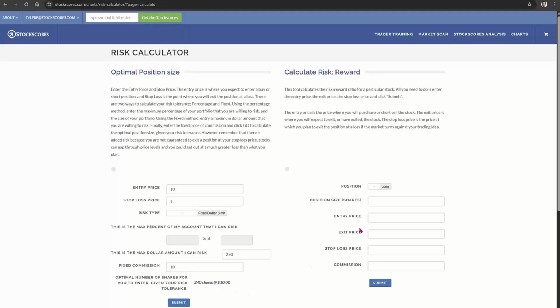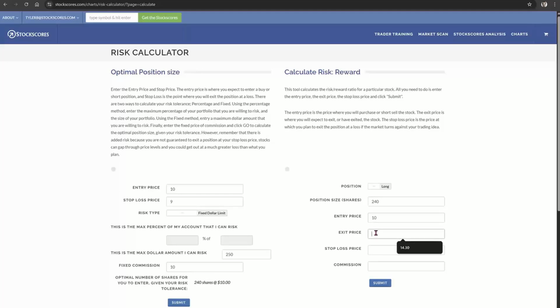All right. Now, once you've done a trade, you want to calculate your risk reward. So let's say you bought 240 shares of this stock. You bought it at $10. 240 shares. And we bought it at $10.